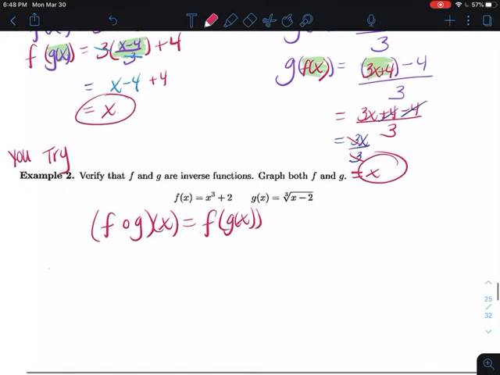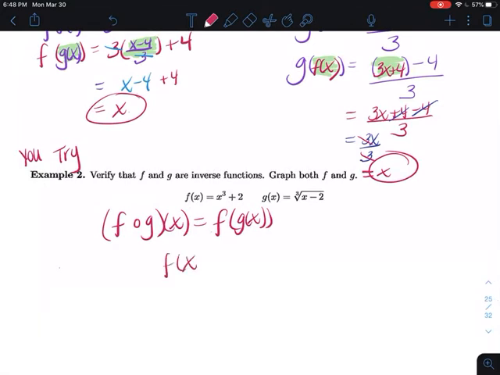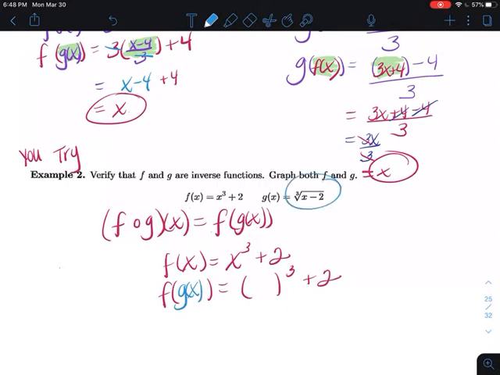So I'm going to start off with my f of x function. So that's x cubed plus 2. Take x out of the picture. Everywhere there's an x, you put blank parentheses. And inside the parentheses, you put g of x. All right, g of x equals the cube root of x minus 2. So over here, this is the cube root of x minus 2.